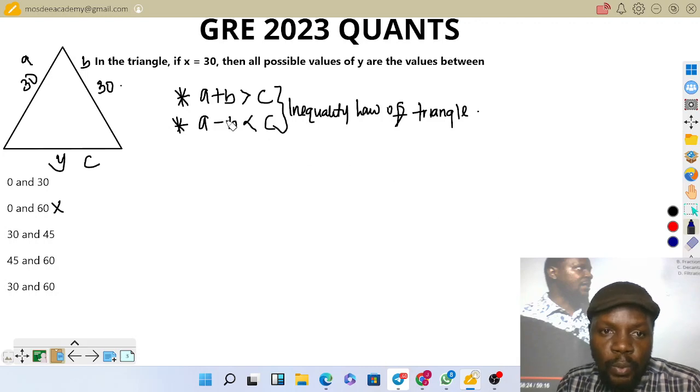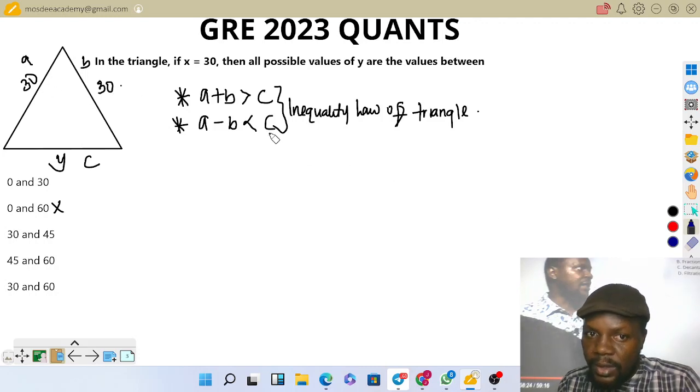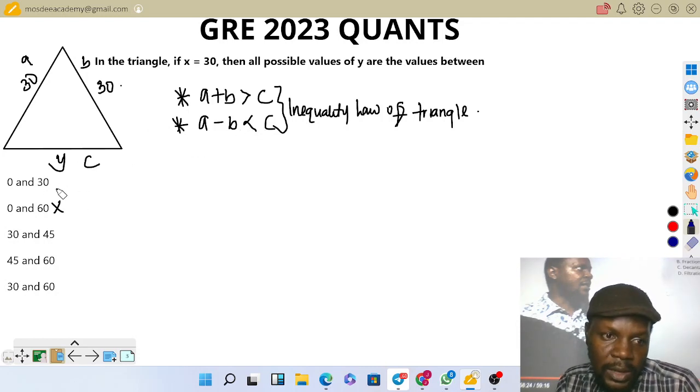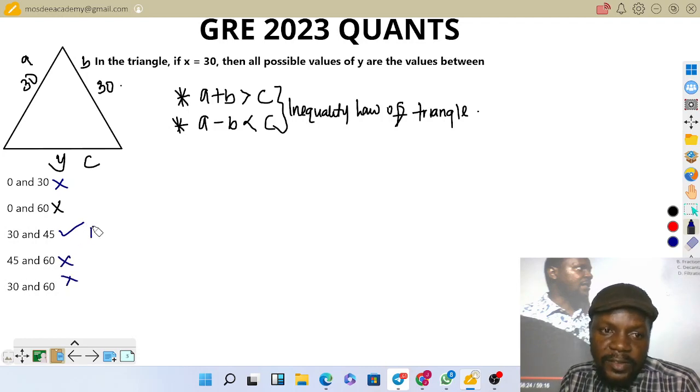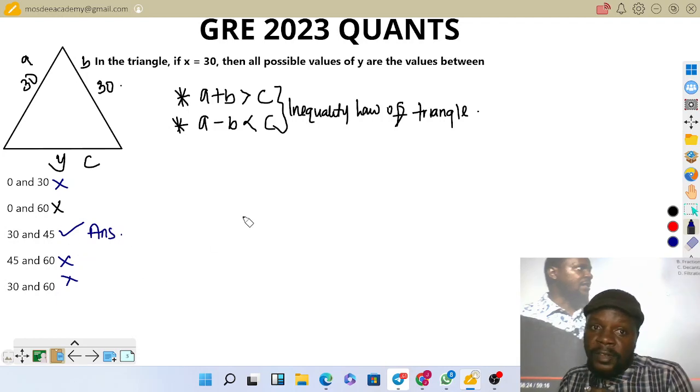When you subtract 30 minus 30, that is 0. So Y here must be greater than 0, so any option with 0 is wrong. It must be greater than 0 and less than 60. This is correct, so this is the correct answer. So be careful with this type of question.